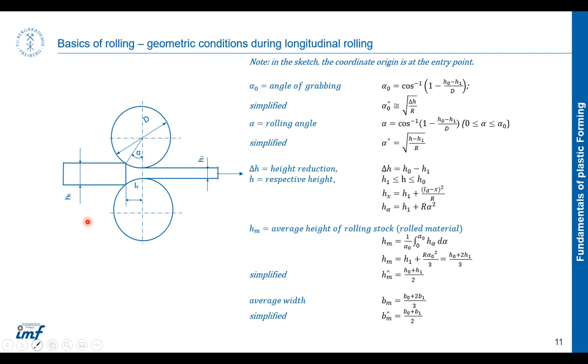There's a question: what is the difference between grabbing condition and pull-through condition? I don't know. Grabbing condition is when the friction coefficient is higher than the required coefficient, so we would be able to do the rolling process. I'm not sure about the pull-through condition, sorry.